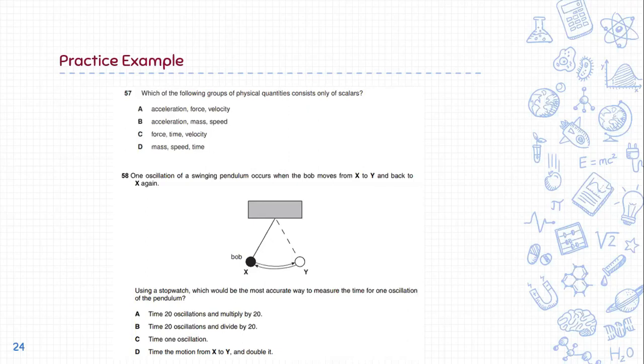What this does is that your human reaction error, that is incurred at the start or at the end of the swinging motion, is being distributed across 20 oscillations. So we're minimizing that error. So B is the correct way of timing any pendulum. That is, you time 20 oscillations and then you divide by 20.